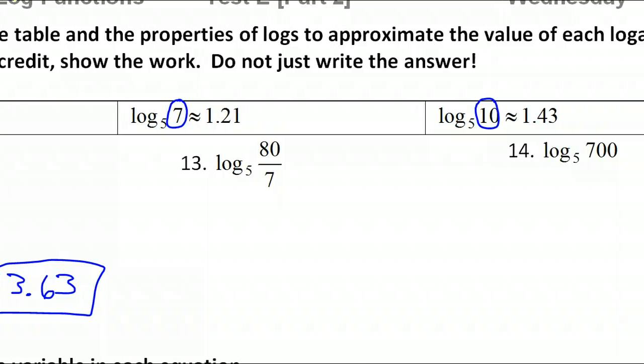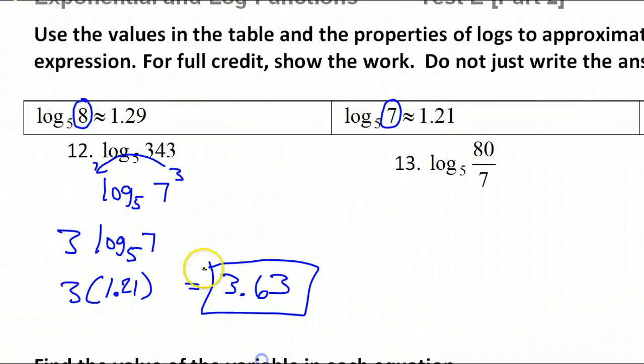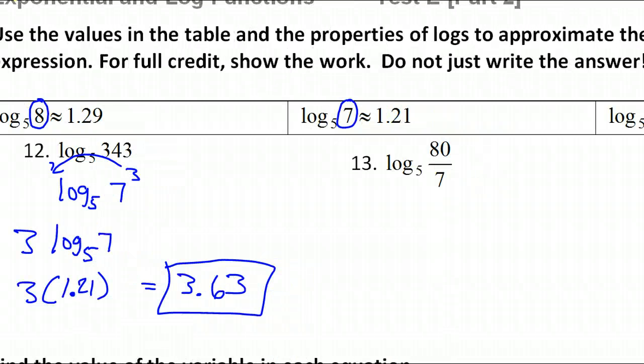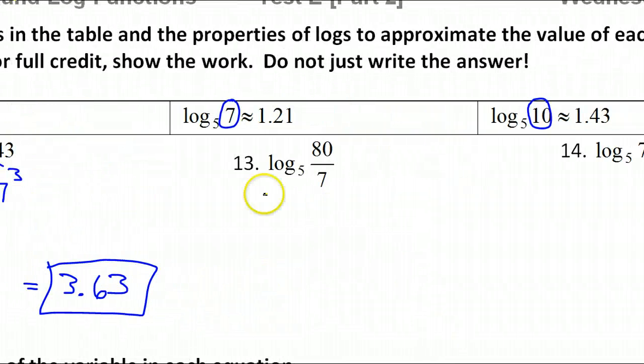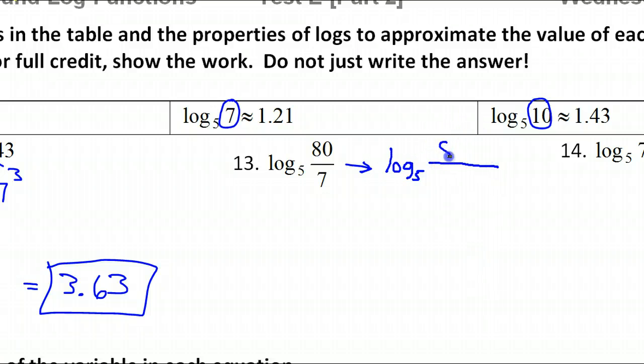Number 13. We're going to have to use our laws of condensing and stuff. I see the 7 that I want, but I need a 10 and I could use an 8. Looking at the 80, how in the world could I ever get an 8 and a 10? That is a great idea. Let's do log base 5, but in the numerator, why not do 8 times 10 to make 80?